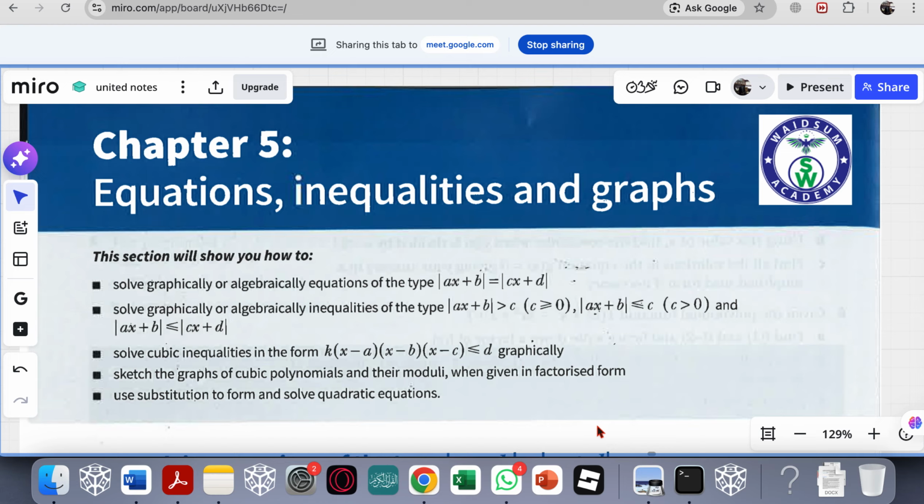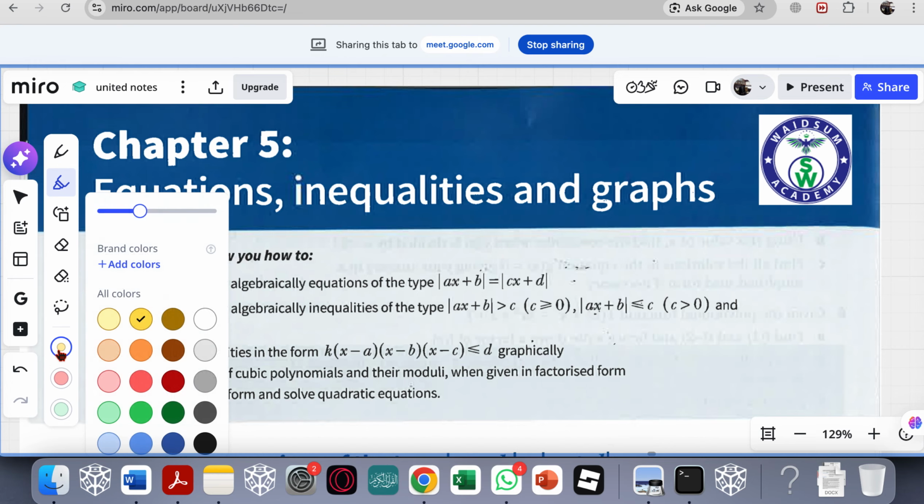Today, we're looking at how to solve graphically or algebraically equations of the type the modulus of ax plus b equals the modulus of cx plus d. So we're looking at those types of equations and how to solve them. Today we'll be dealing with equations of this format. Now, let's take a look at a peculiar example.